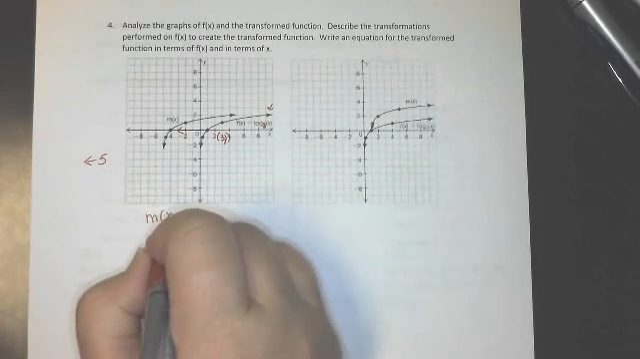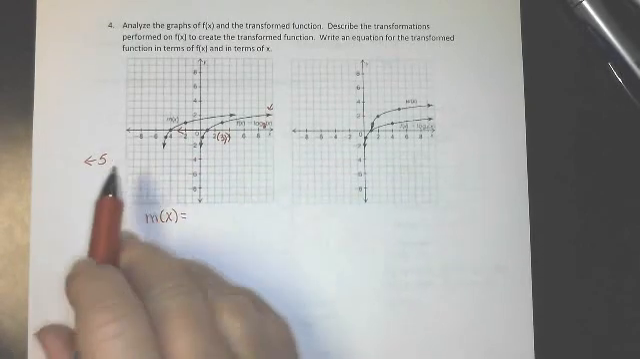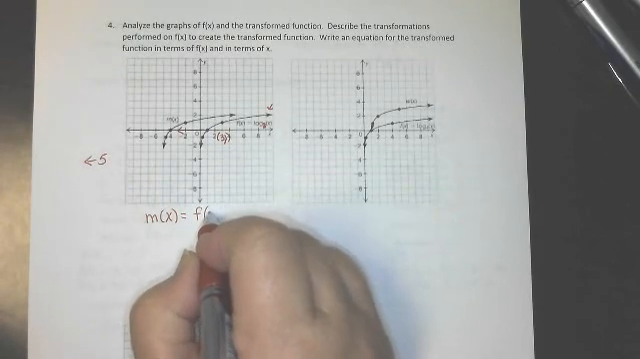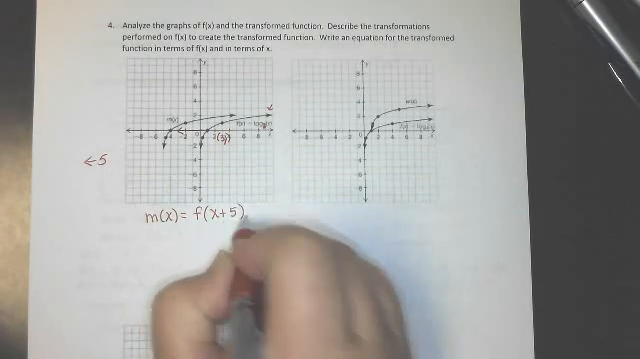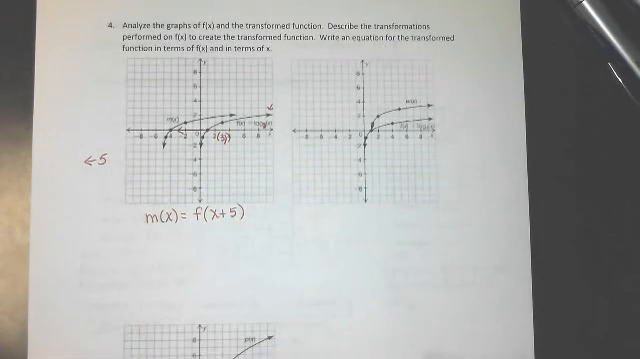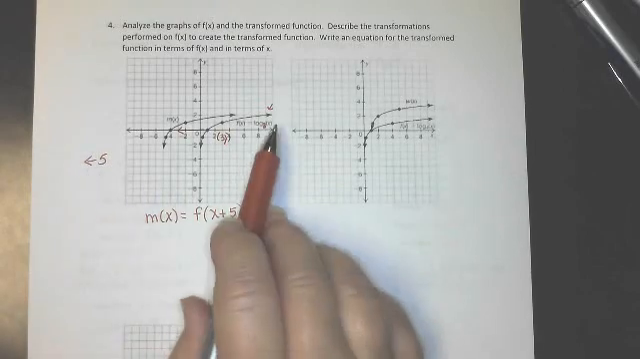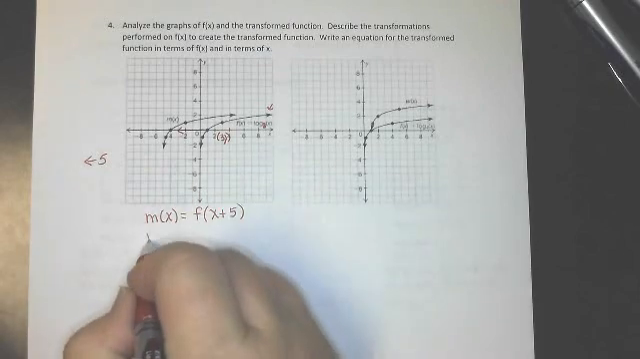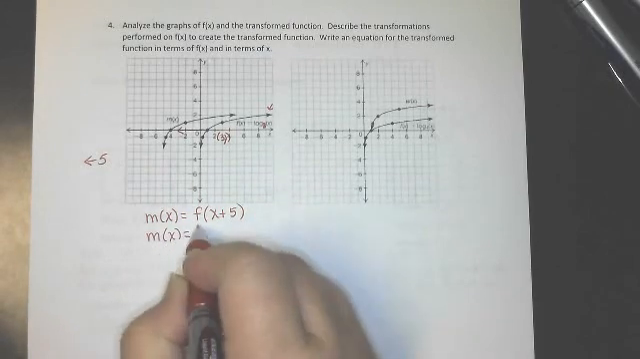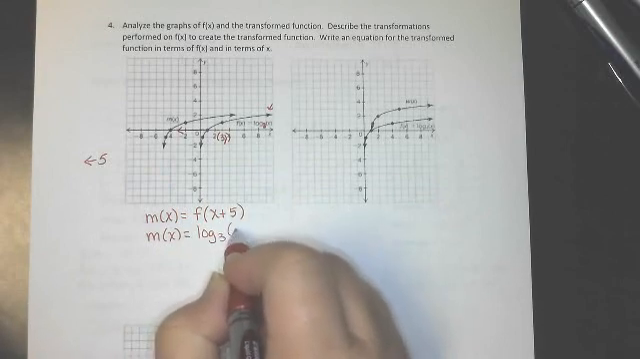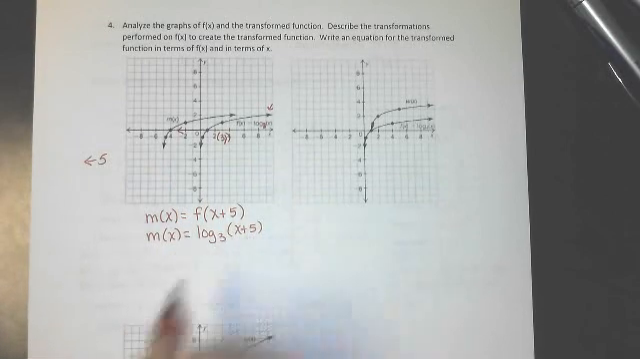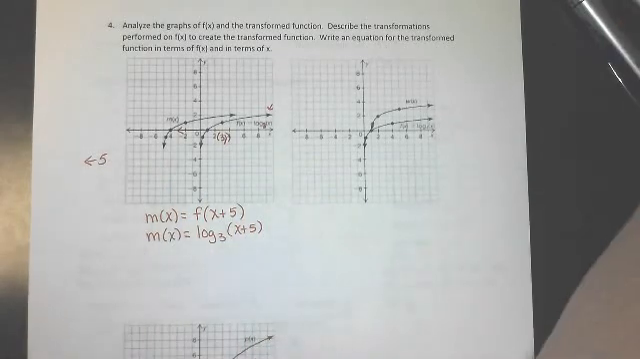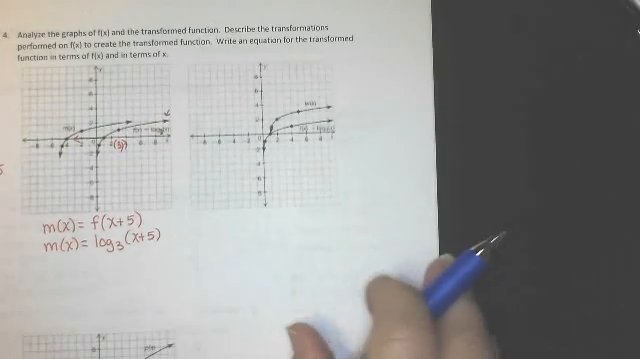They want us to write m of x in terms of f of x. So if I go to the left 5, I would express that as f of x plus 5. That's what they mean by in terms of f of x. Now to write it in terms of x, I'm going to take the actual function and say that m of x equals log base 3 of x plus 5. I would write the actual log function there. So in terms of f of x and then in terms of x. All right, let's look at the next one.